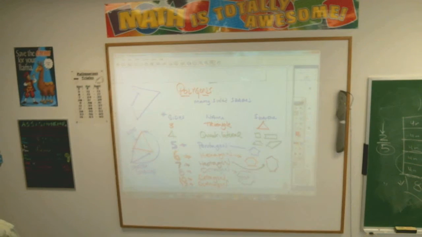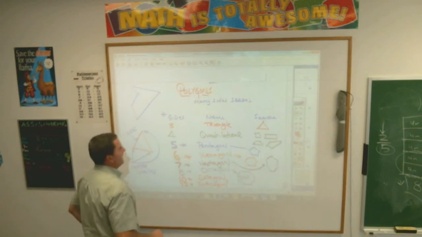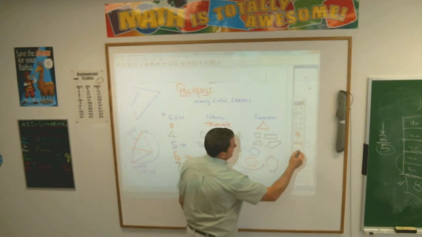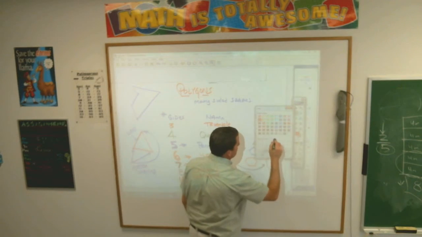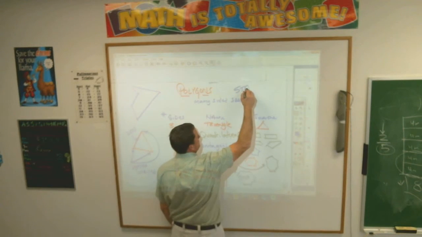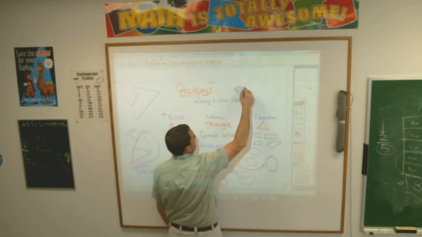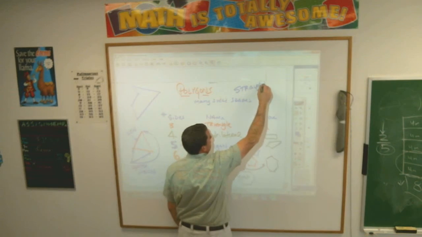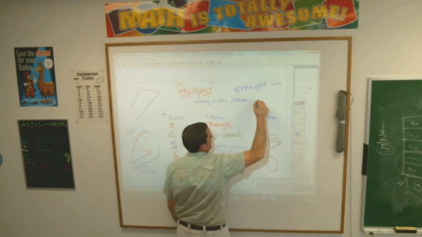Check and see what else they tell you here. Which is not a polygon. By the way, children, there must be two things true to be a polygon. Polygons must be made up of straight lines. They have to be straight lines, and it has to be what we call closed.